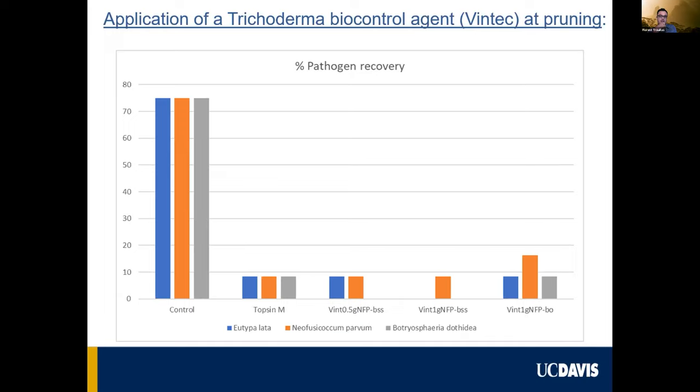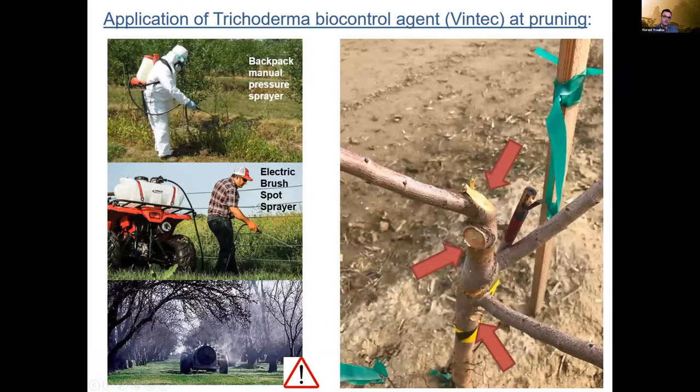And you can see that our non-treated control has up to 75% infection, where with a biocontrol agent, we are below almost 10% of pruning wound infection. So some of the work we're conducting now is what will be the best approach to apply this Trichoderma product. There is again no doubt that this large pruning cut on the trunk is what we want to protect.